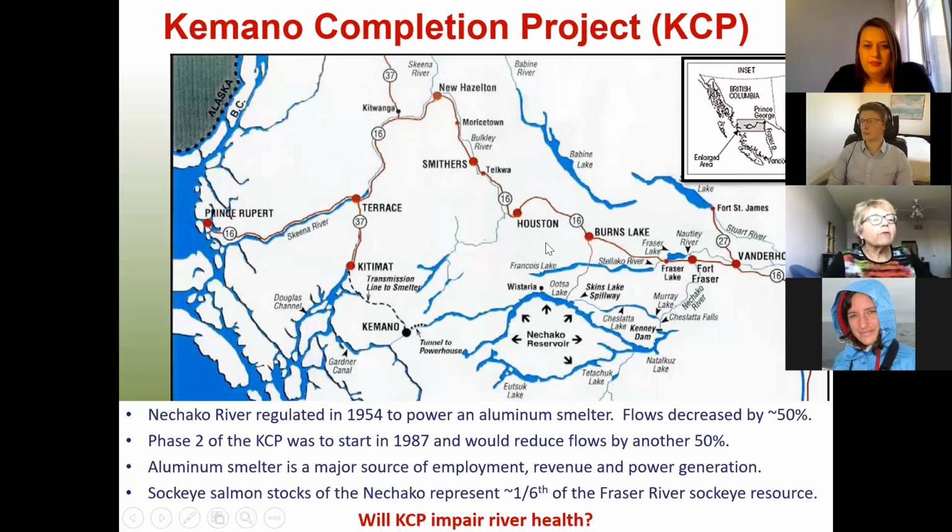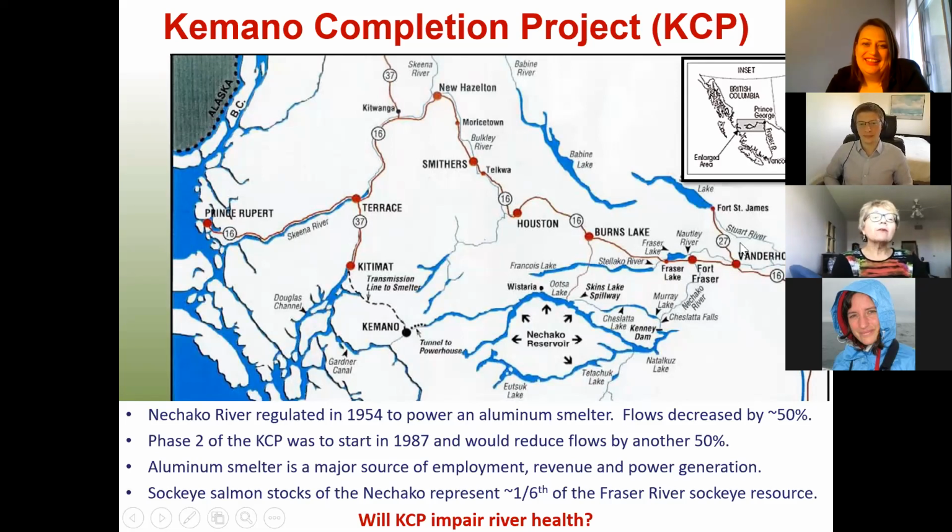So the Nechako River was regulated in 1954 to produce power for an aluminum smelter. If you can see right in the center of the map, there's a whole bunch of arrows. And these arrows are pointing to the reservoir that was created. Originally the Nechako River flowed to the right, then moved north up to the little village of Fort Fraser. And then it continued east to Prince George, where it joined the Fraser River heading due south. I'm sorry, I'm challenging your geographical skills there.